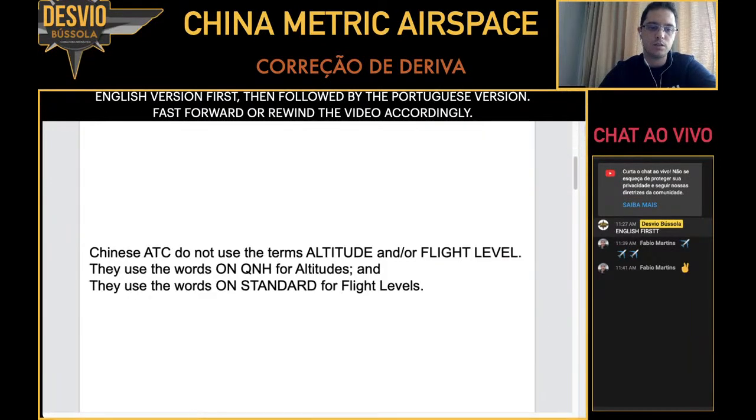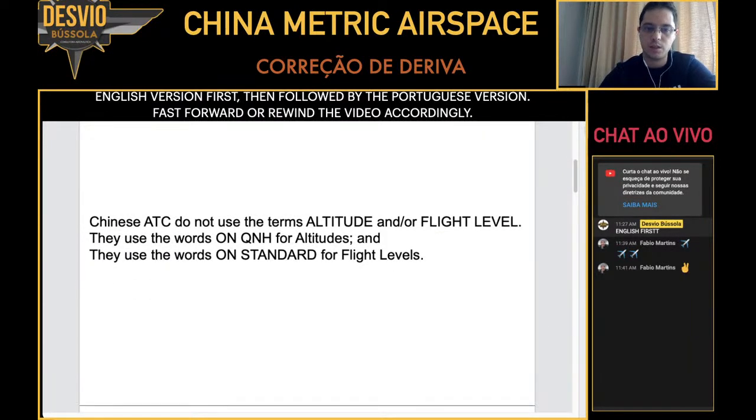As I mentioned, the Chinese ATC do not use the terms altitude or flight levels. When you are changing from an altitude to a flight level, they will use the words "on standard" to indicate that now you don't fly QNH, you fly on standard, 1013.25 hectopascal, so you start flying flight levels on the standard reference.